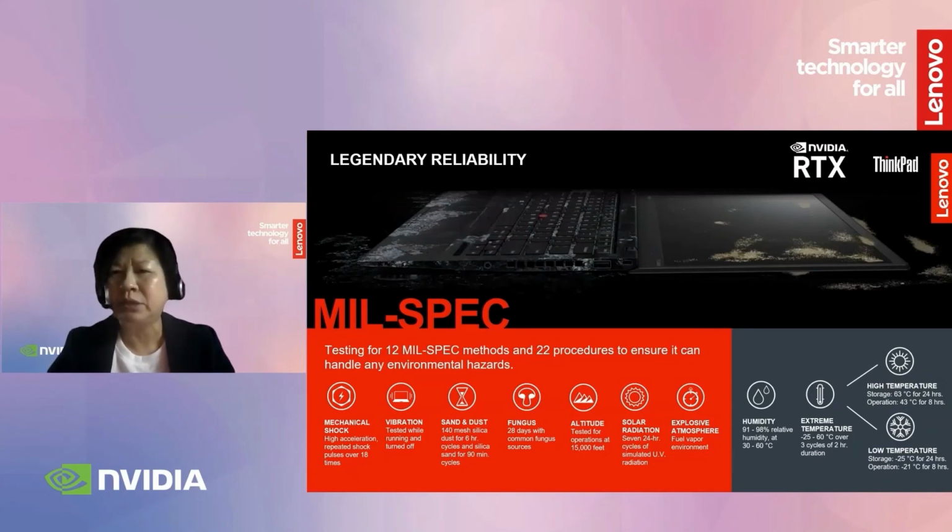Sand and dust is important because usually you bring your mobile workstation to the site, right? Could be a construction site, etc. And you just want to make sure that the sand and dust will not cause any problem to your mobile workstation. Also fungus, altitude, solar radiation, etc. So extreme temperature, too hot, too cold, is not an issue at all for our ThinkPad, especially the P series.